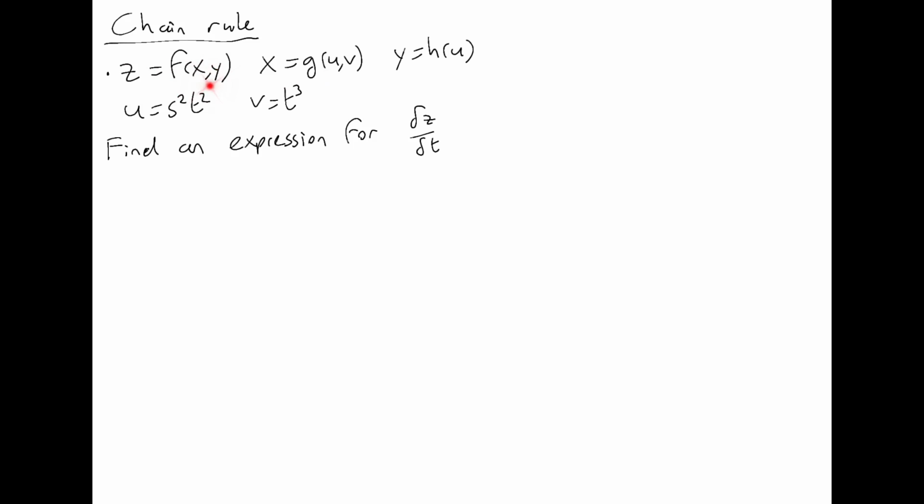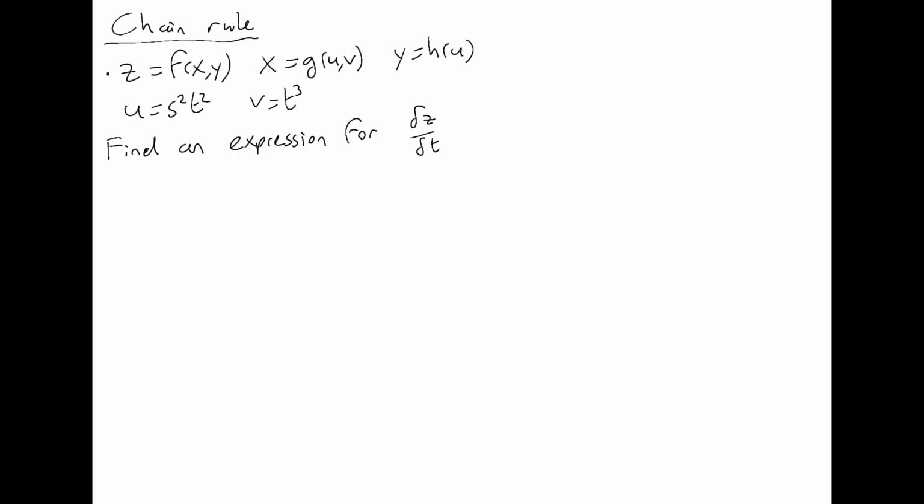But in this case, we see that variables x and y also depend on other variables. So here we see that x is a function of two variables u and v. And in this case, y is only a function of a single variable u. Furthermore, we see that u then is a function of the variables s and t, and v is only a function of the variable t. So we have a bunch of dependencies. And one example that you can use the chain rule for is now to find an expression for dz/dt.